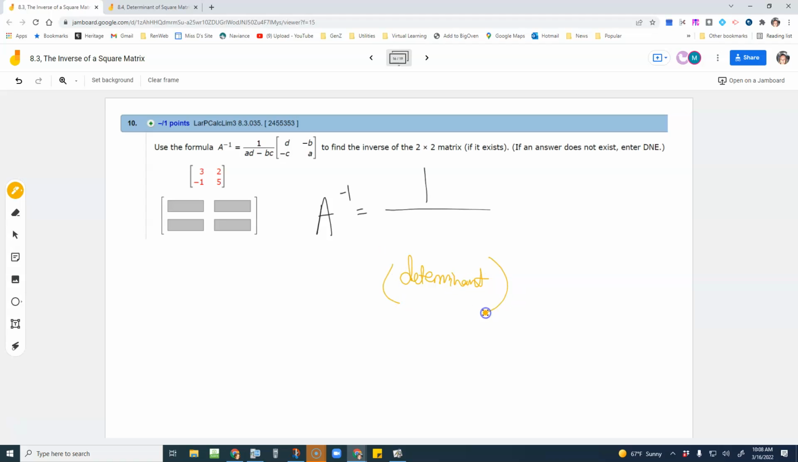The determinant, and how do we find the determinant? Similar to a dot product, but not, because it's a minus. Who do we multiply? Main, AD, which is going to be 15, right? Minus the opposite. What's the opposite? Negative 2, which is going to be a plus 2.